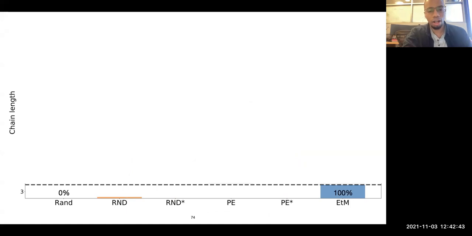So now let's look at how all these methods perform as a function of chain length. Just to make sure we're all on the same page, here we're going to look at a chain of length 3. Here, the height of the bar denotes the number of times the agent was able to complete the task. You can see here that random controls never beats the task. R&D probably beat it 1 out of 10 times, while all of these methods never did. While here, this dashed black line represents 100% success. And you can see here that ETM is able to do it 100% of the time.